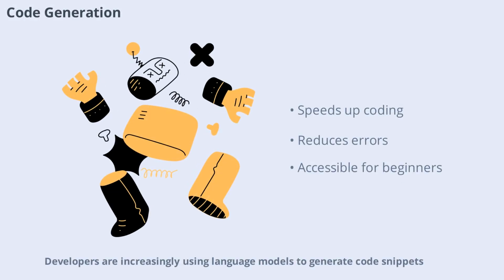Developers are increasingly using language models to generate code snippets, debug errors, and even write entire programs. Tools like GitHub Copilot leverage these models to understand natural language prompts and produce relevant code. This accelerates software development, reduces errors, and makes programming more accessible to beginners. Language models are becoming indispensable in the world of coding.